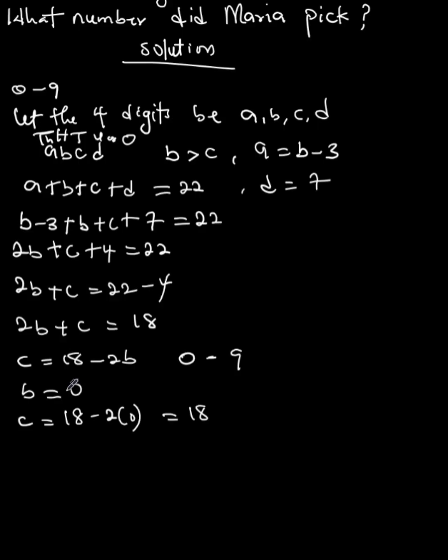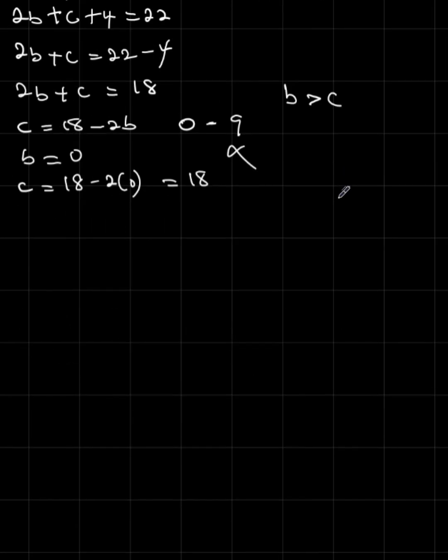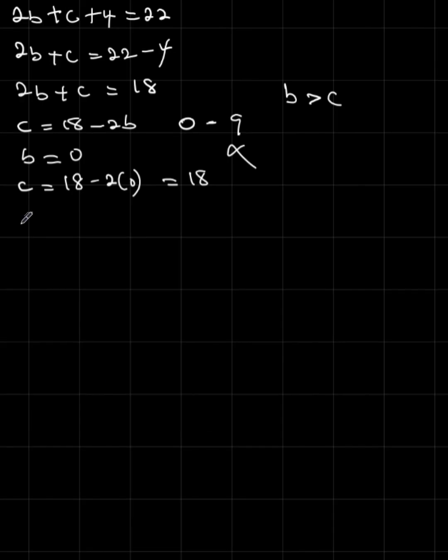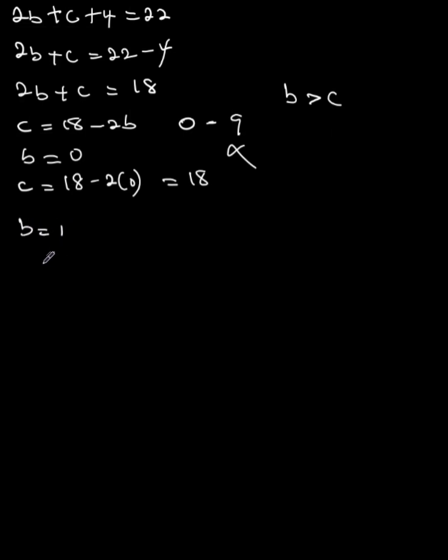Now, B is 0, C is 18. We're told that B is greater than C, but clearly B is less than C because 0 is less than 18. So B cannot be 0, and C cannot be 18. So we move further and assume B is equal to 1. It means C is equal to 18 minus 2 times 1, which is 16, because 2 times 1 is 2 and 18 minus 2 is 16. B is less than C, so it did not meet condition 1, so B cannot be 1.